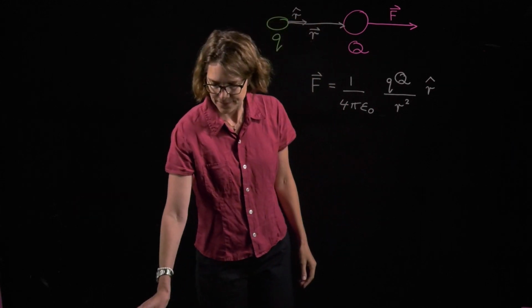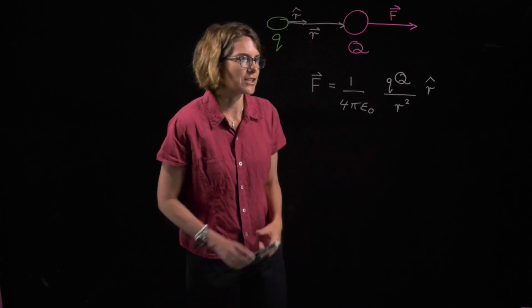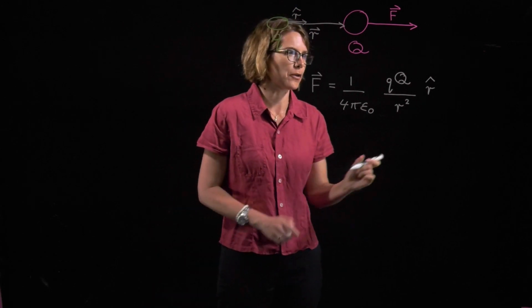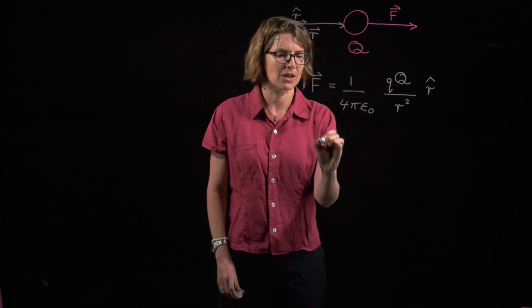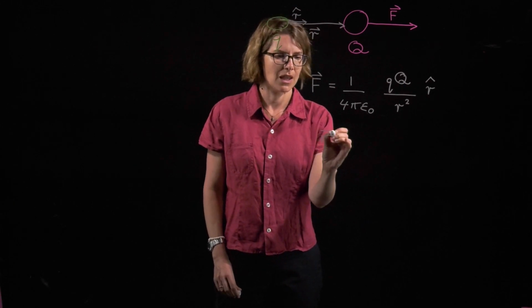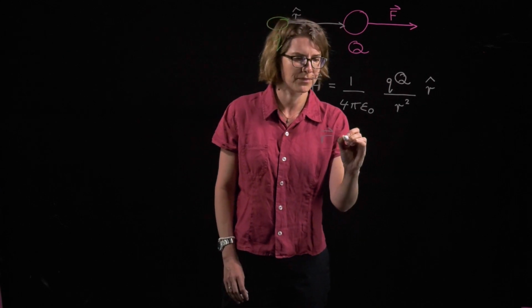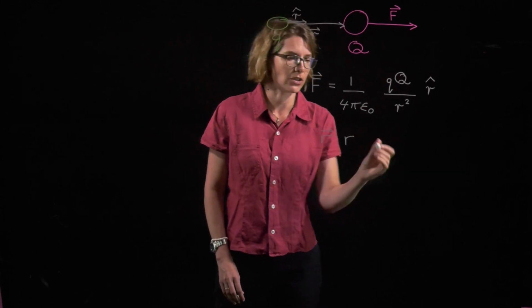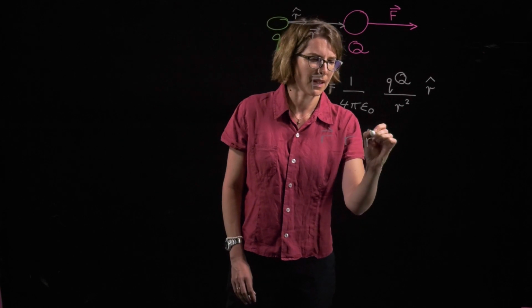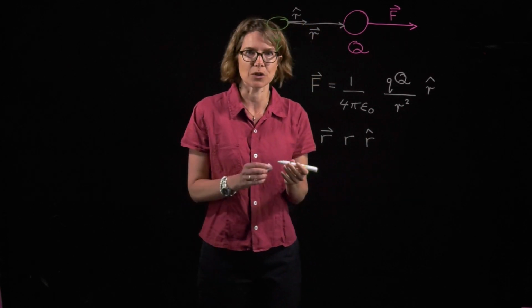Okay, let's just check our notation for the moment. For our vectors, I'm going to use, there's the full vector with the arrow on top. There's the magnitude, and there's the unit vector with a hat on top.